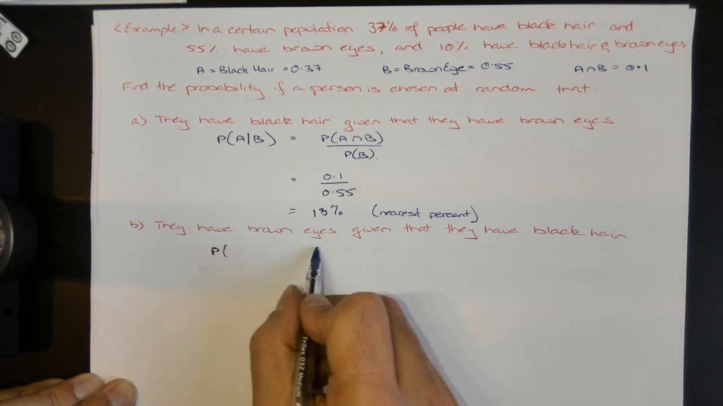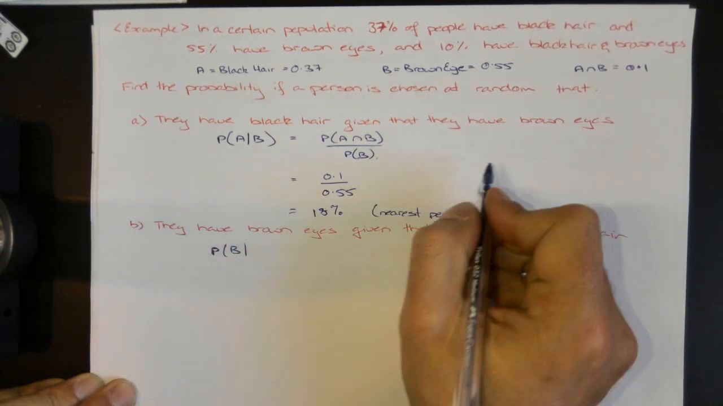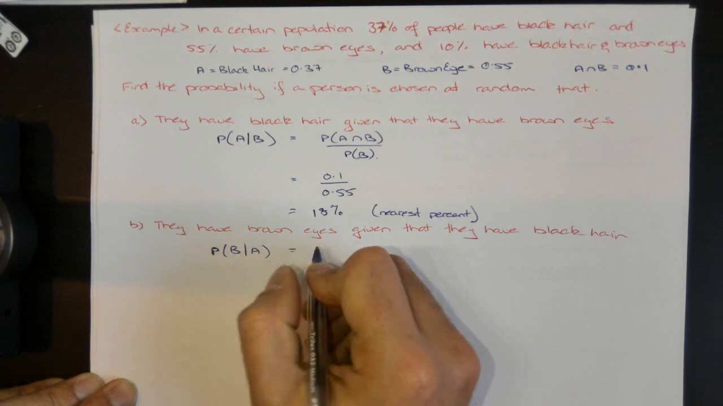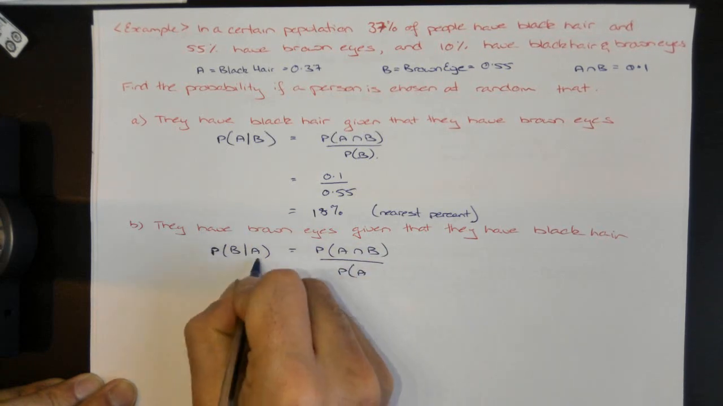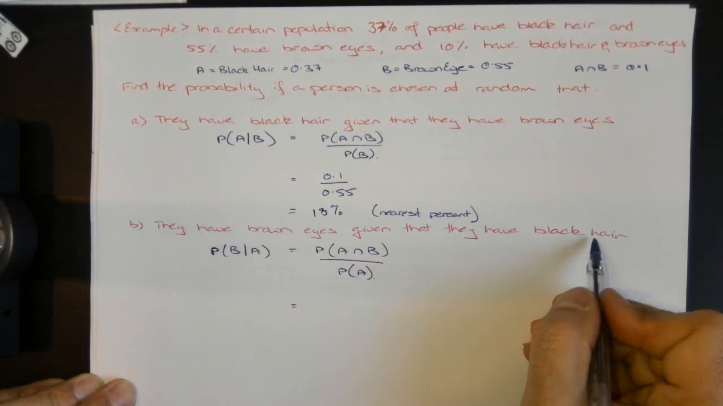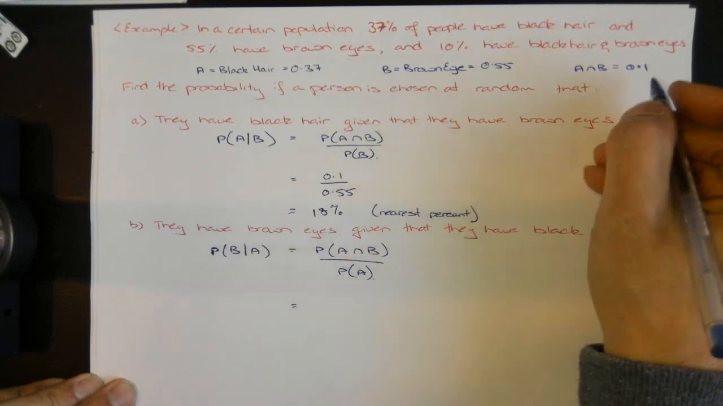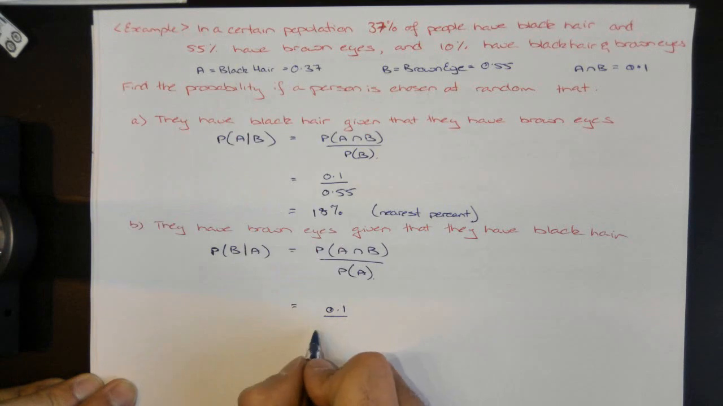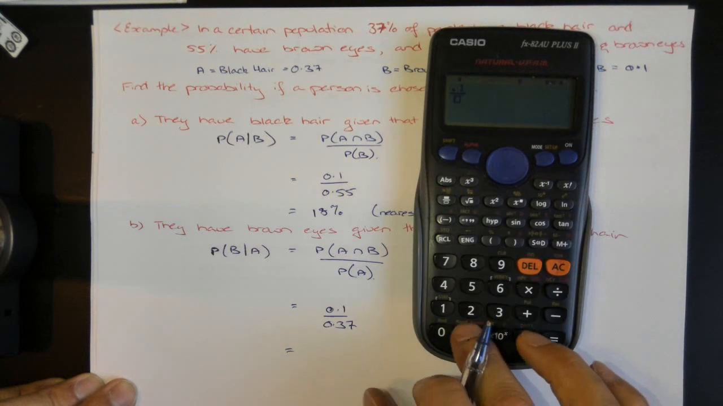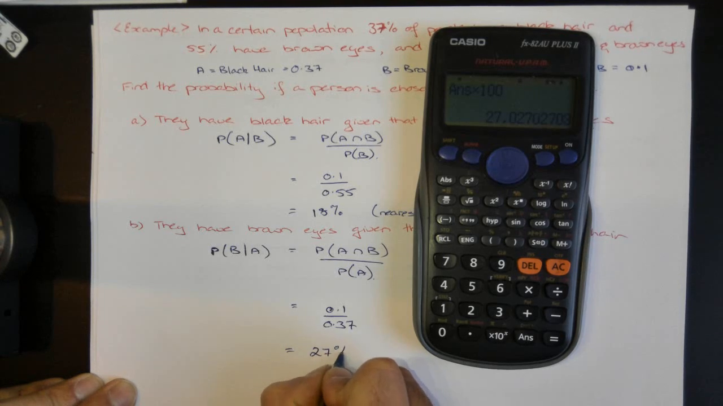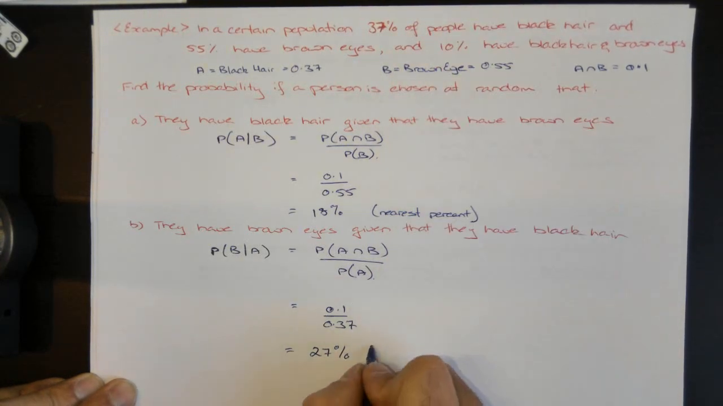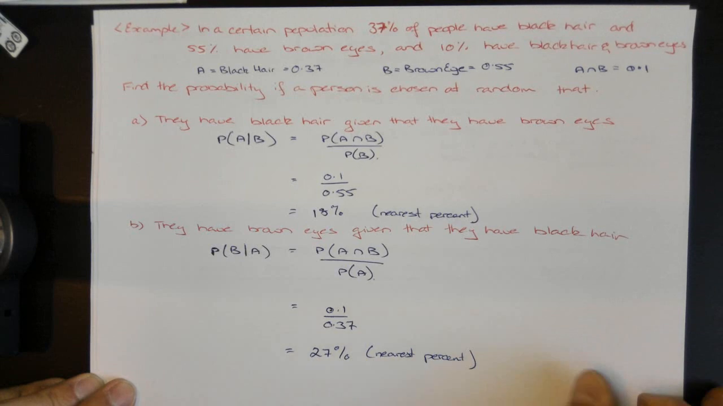Now we've got the probability they have brown eyes, given that they have black hair. Well, that's the intersection again, divided by the probability of having black hair. So we get 0.1 all over 0.37. I want it as a percentage, so 27% to the nearest percent. Okay.